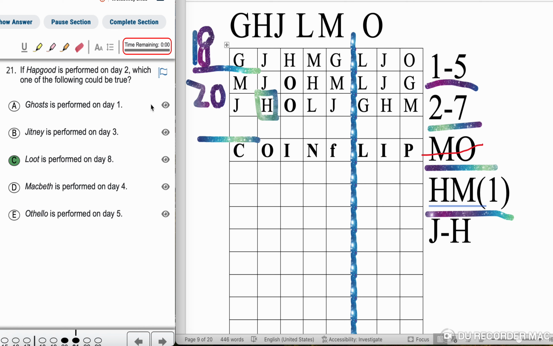So it says G is in 1. G is not going to be able to be in 1 because if you do the coin flip trick and put G here, you see that H is in 2, and according to the conditions, J has to be before H. So we go ahead and remove choice A.